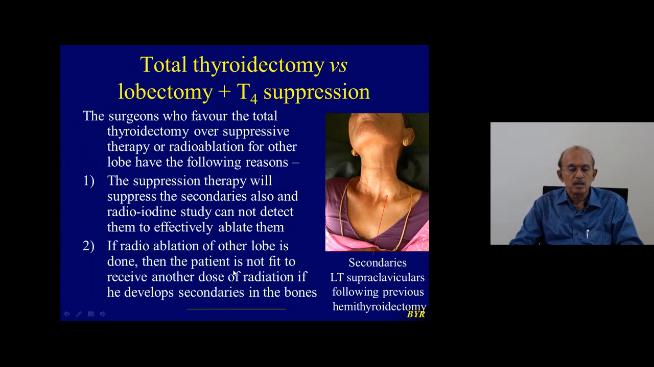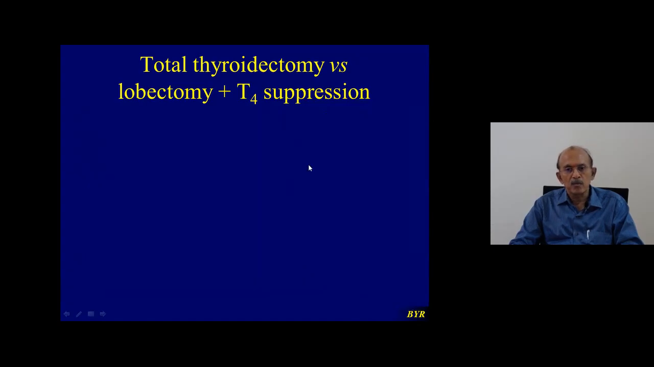If radioablation of the other lobe is done, then the patient is not fit to receive another dose of radiation if he develops secondaries in the bones. So for these reasons, radiation or T4 suppression is not advocated. The better choice for the patient will be to do surgical total thyroidectomy.